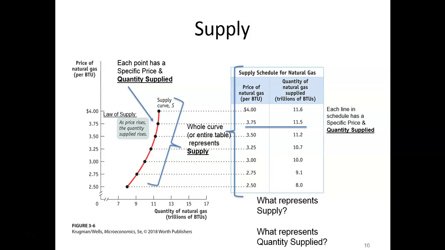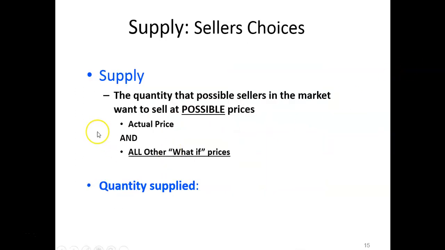I have no interest in... Hot dogs outside Yankee Stadium sell for like $2 a hot dog, right? Being able to sell a hot dog outside Yankee Stadium for $2 a hot dog, I have no interest in being part of supply. No interest in selling hot dogs outside Yankee Stadium. But if the price, and that's always what supply is and what demand is, right? What if prices, right? Actual price and all what if prices.